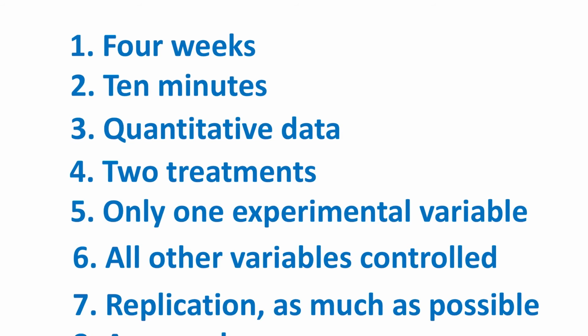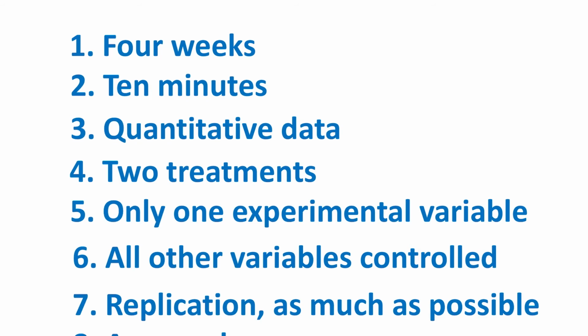Your experiment has to end up with quantitative data, okay? You have to give me quantitative data when it comes to this. So remember, quantitative data means that you have to give me numbers. You also have to have 2 treatments. So you cannot have a controlled treatment. You have to have 2 treatments, which means you have to compare something.